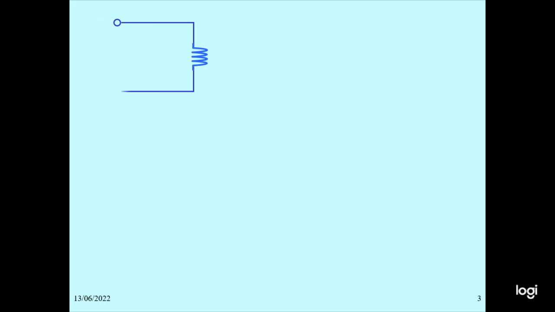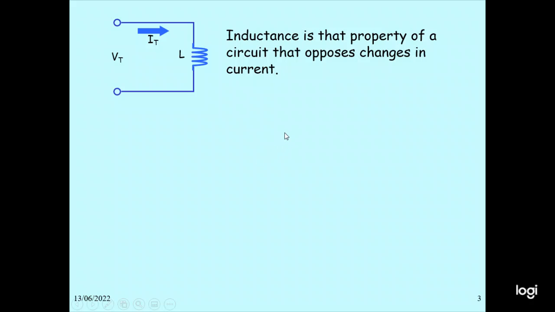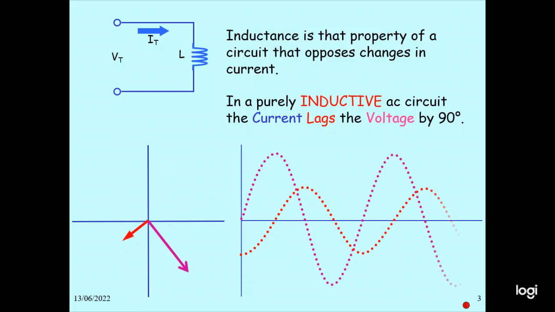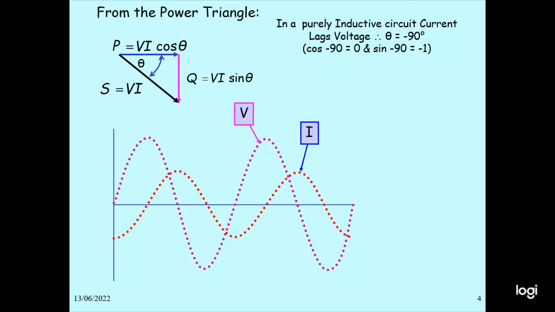So this is for the inductor connection. This is the inductor current flowing. Inductance is the property of the circuit that opposes the change in current. In a pure inductive circuit, current lags the voltage by 90 degrees. So this is current lagging the voltage by 90 degrees in the inductive circuit. And it's also the power triangle. P equal to VI cos theta, S is VI, Q is VI sine theta. In a pure inductive circuit, theta is minus 90 degrees, cos minus 90 is 0, sine minus 90 is minus 1. So this is the voltage and the current we got.